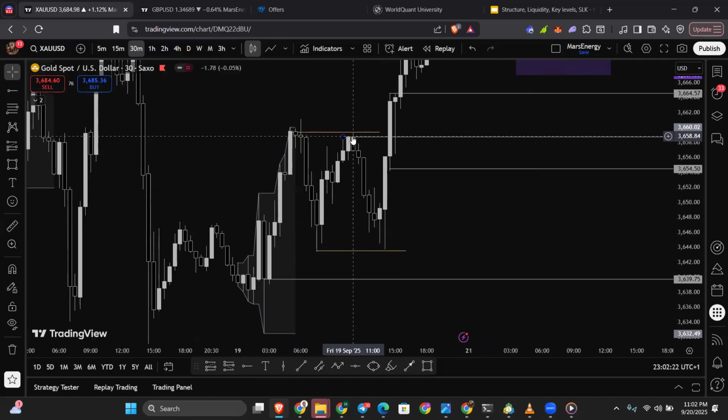But this move is an inducement, reason being that it did not break this high and started coming down. So this is more like a fake out move, right? For those who FOMO in, right?